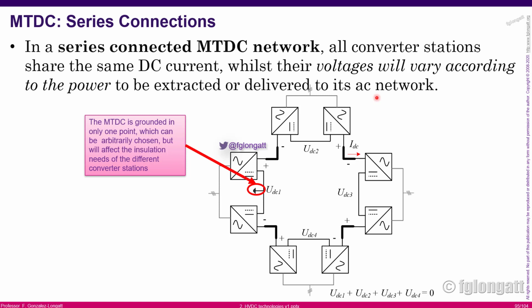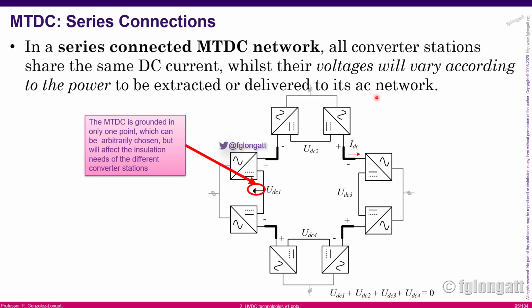How do we recognize that this is a series connection? Well, we recognize that this is a DC series connection because the current moving through some converters is the same. As you can see, the current IDC goes to one converter, and keeps going. This is a series connection.